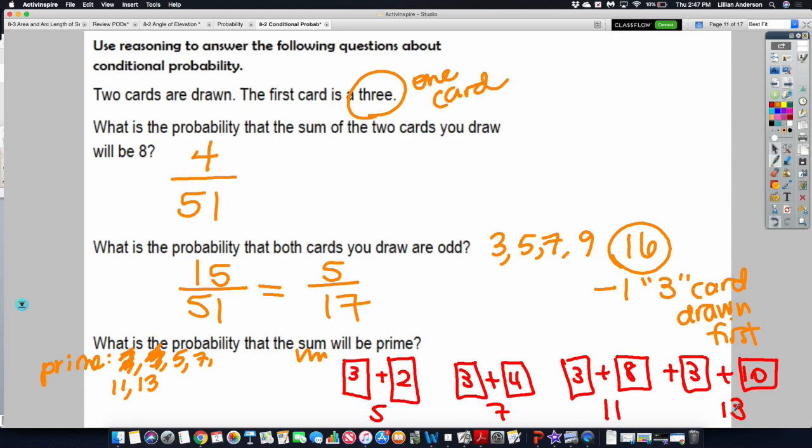Okay. So I can add the 2 card, the 4 card, the 8 card, the 10 card to get a number that is prime, a sum that is prime. How many of those cards do I have? 4 of each, so that's 16. So that's going to be 16 out of 51. There's 4 cards in each, so that's for hearts, diamonds, spades.